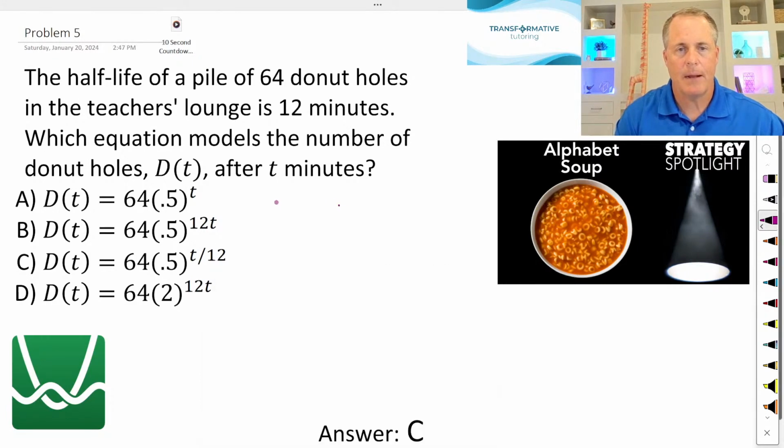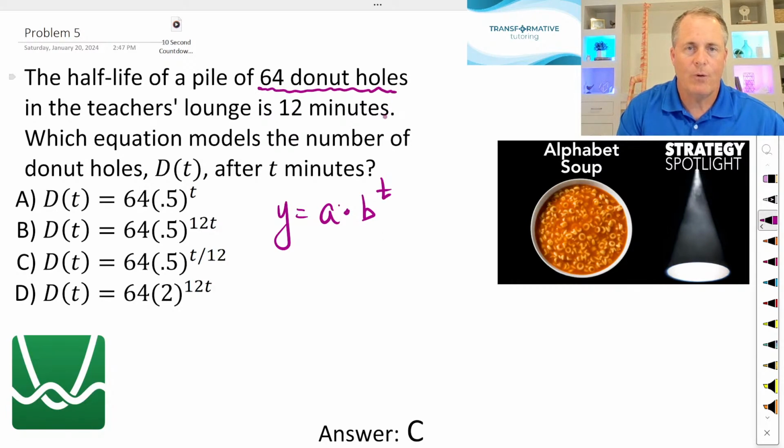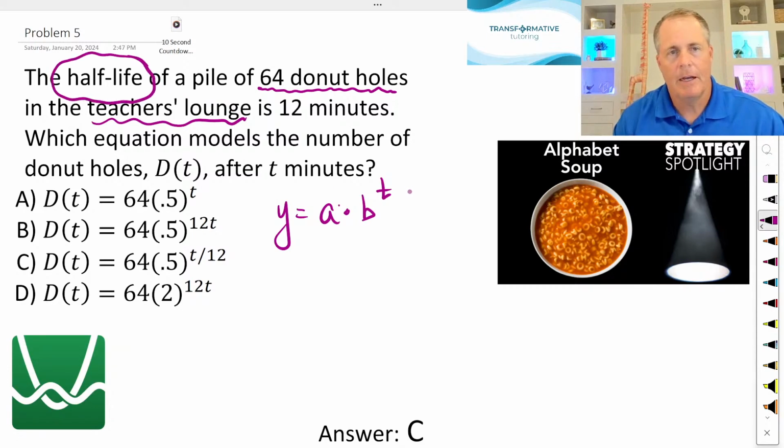So in that last problem, we kind of introduced this formula where you've got a starting amount and a base and then the time. And this problem goes along right with it. Let's dissect everything here. So we've got 64 donut holes that somebody left in the teacher's lounge, okay? And then they snuck this word in here. It says the half-life of the pile of donuts is 12 minutes.